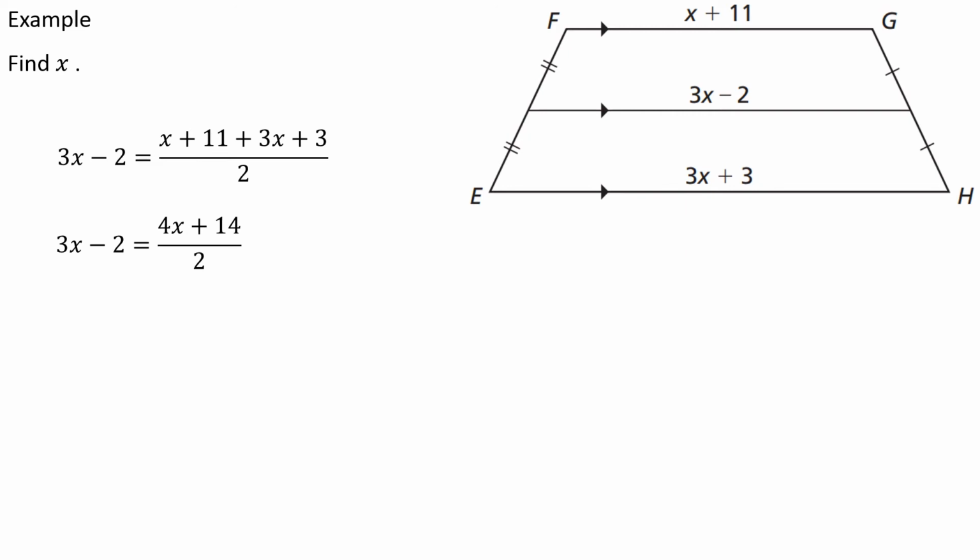Divide everything by 2. Right? 4x divided by 2 is 2x. 14 divided by 2 is 7. Of course, I want all my variables on one side of the equation, so I'm going to subtract 2x from each side. And then I'm going to add 2 to each side. I've isolated the variable. I now know x is 9. If I actually wanted to know each of the dimensions, I could just take that value of 9 and plug it into each expression.